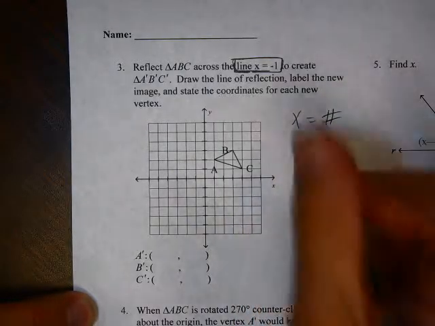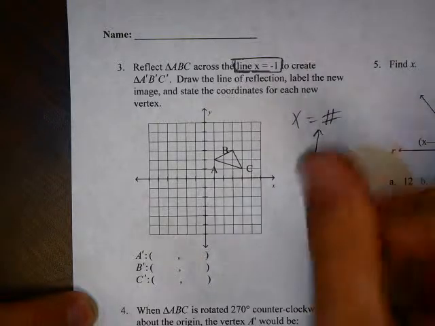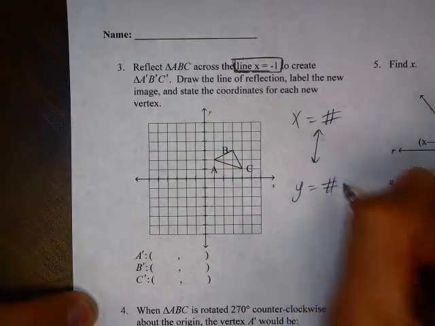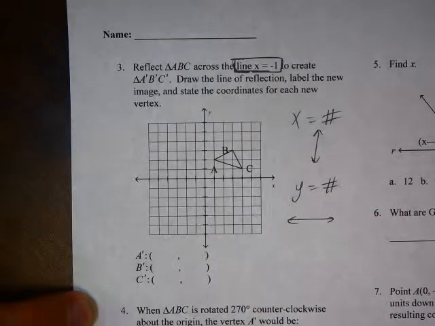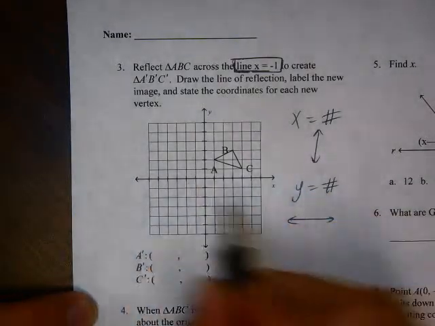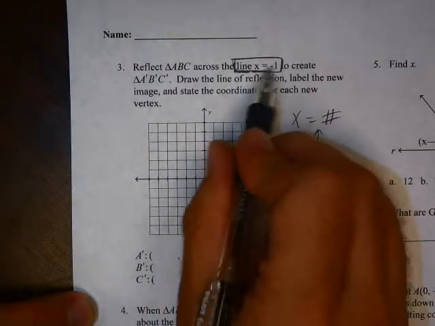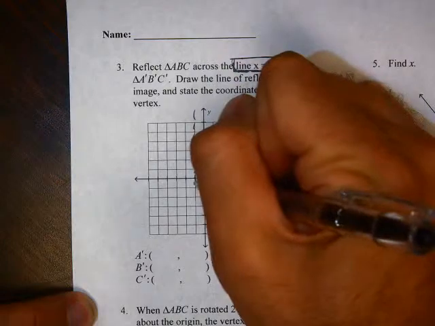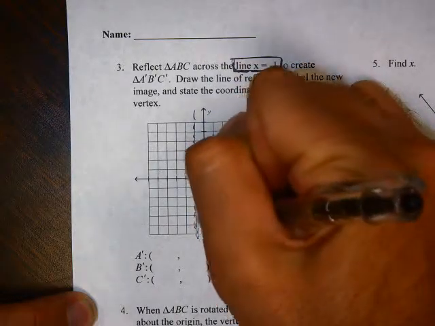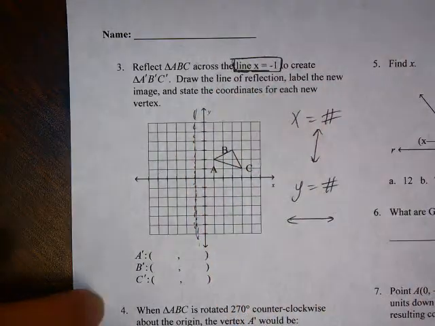X equals any number, that's going to be a vertical line up and down. When it's y equals some number, that's going to be a horizontal line left to right. So at x equals -1, there's -1 on the x-axis. That's what I wanted to find. Dotted line, or solid if you want to do solid, not a big deal depending on your teacher, but I'm going to do a dotted line here.